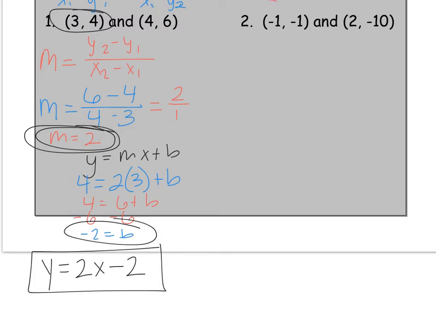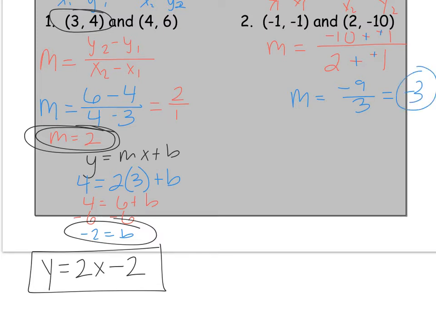Same thing over here. x1, y1, x2, y2. My slope is y2 minus y1. Notice the negative stays with the number. Subtraction is part of the equation. x2 minus x1. So I found that my slope is negative 9 over 3, which simplifies to a slope of negative 3.